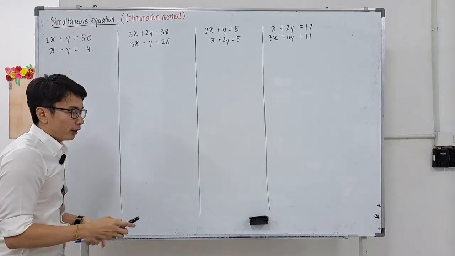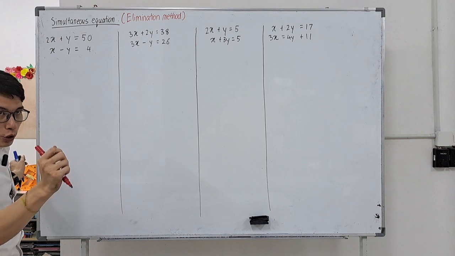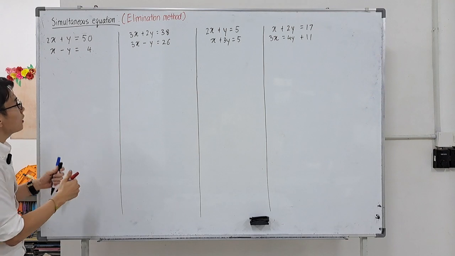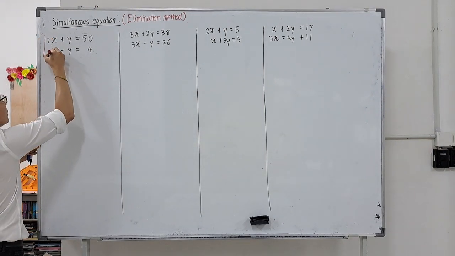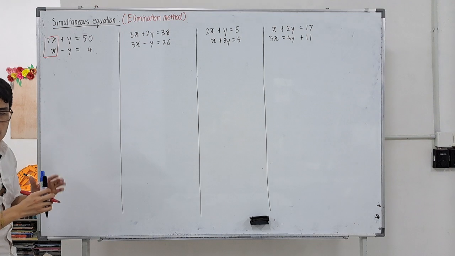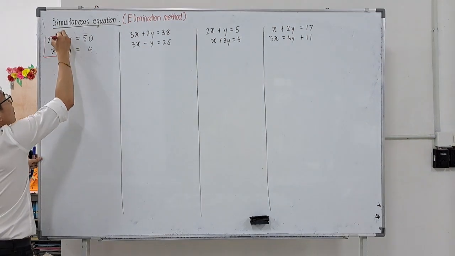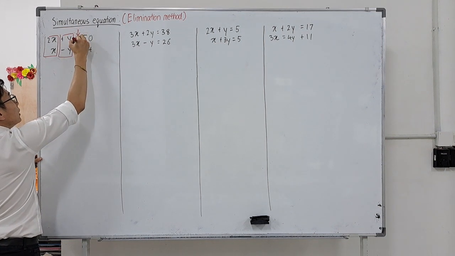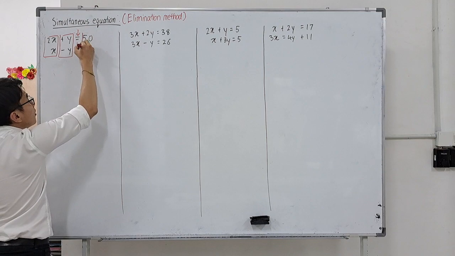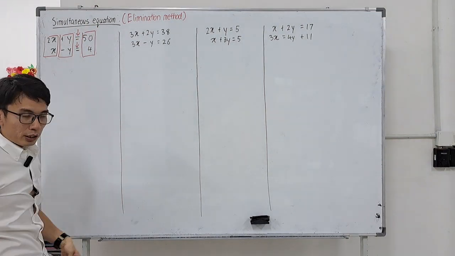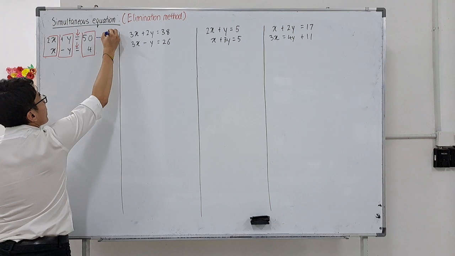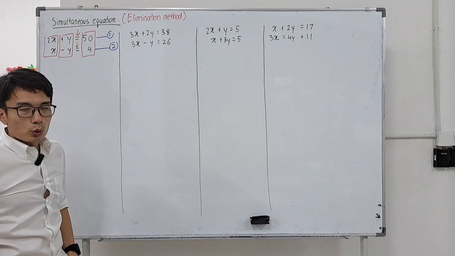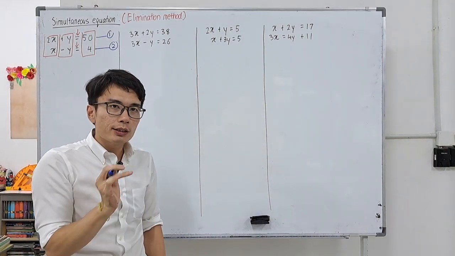To use elimination methods, first the equations must fulfill this condition. They must be aligned to each other. What it means is, if you notice over here, the x and x for equation 1 and 2 are aligned, the y and y are aligned, the equal signs are aligned, and the numbers are aligned. That's my equation 1, and this one over here, that's my equation 2. When they are aligned, you can utilize this elimination method.